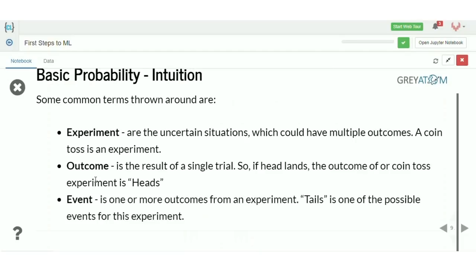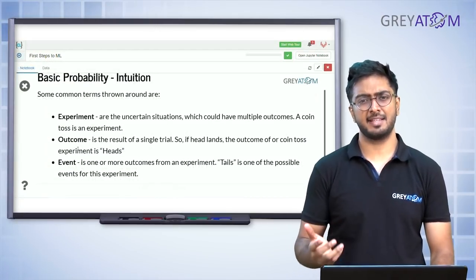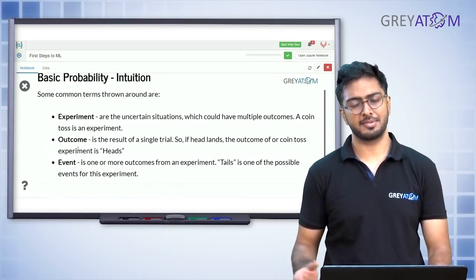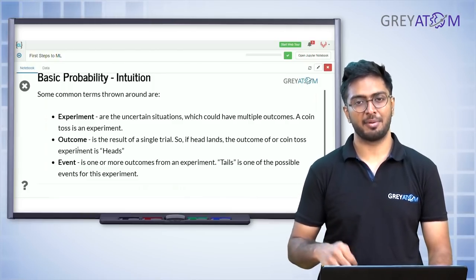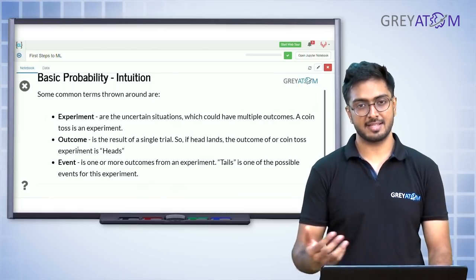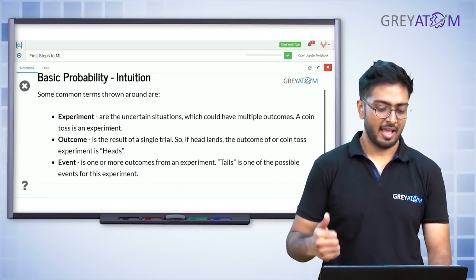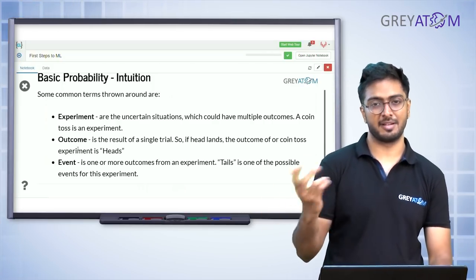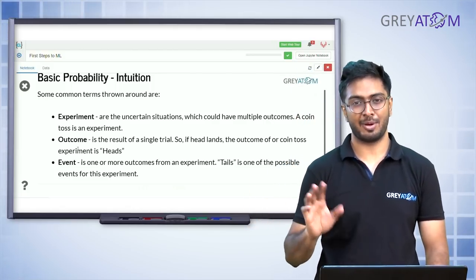Event is basically one or more outcomes from an experiment. What is an event? Event is basically the possible outcomes, right? There could be head, there could be tail. So those are two events that could happen for a single trial, right? So a coin toss, as I said, is an experiment. Outcome is the result of a single trial. And event is basically the possibilities, right? Head is one possible outcome. Tails is also one possible outcome.